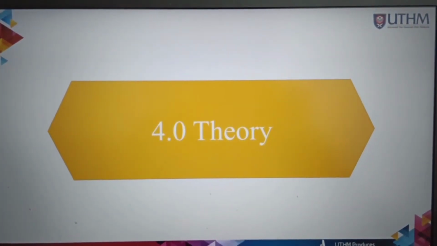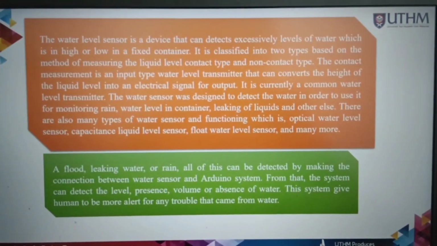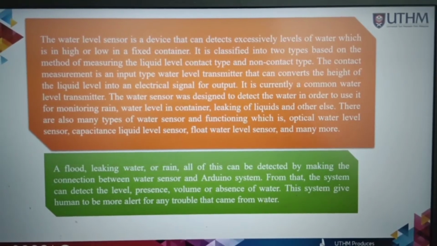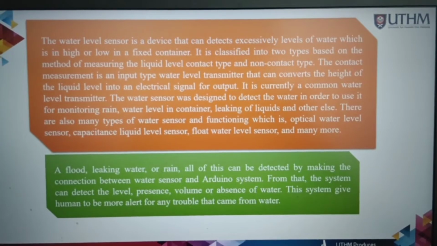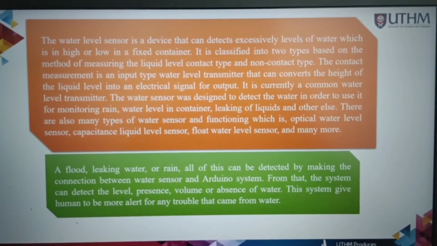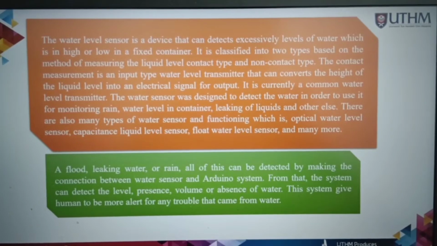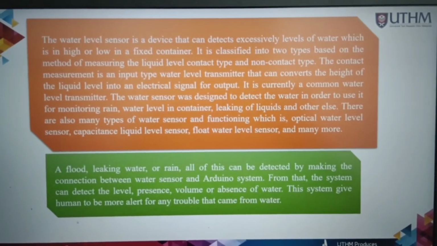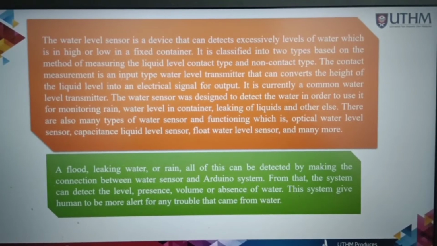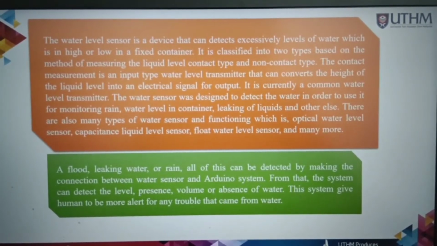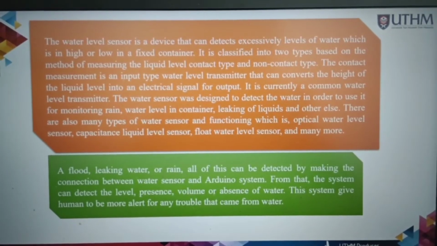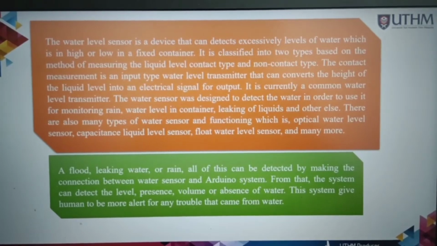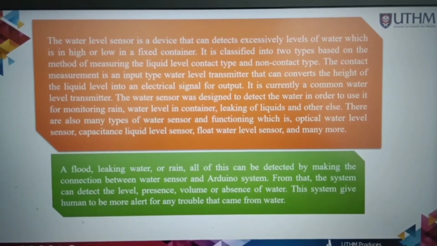Now we continue with the theory. The water level sensor is a device that can detect excessive levels of water, whether high or low, in a fixed container. It is classified into two types based on the method of measuring liquid level: contact type and non-contact type. The contact measurement is an input type of water level transmitter that can convert the height of the liquid level into an electrical signal for output. It is currently a common water level transmitter being used nowadays.